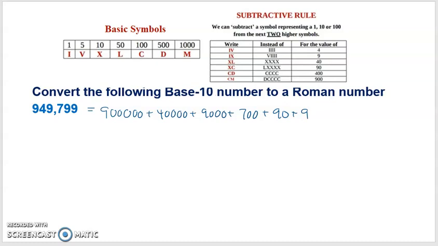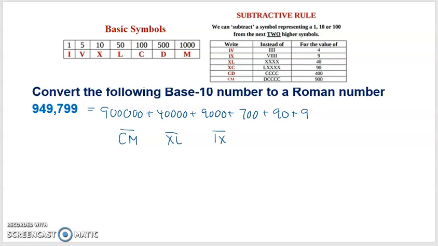We know that 900 in the basic system is CM, so 900,000 would be CM with a bar over top. There's a symbol for 40 in the basic system, so 40,000 is XL with a bar over top. There's a symbol for 9. We're using a lot of subtraction combinations in this one. It would be IX with a bar over top.